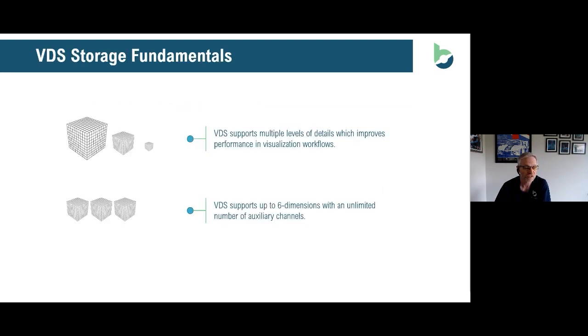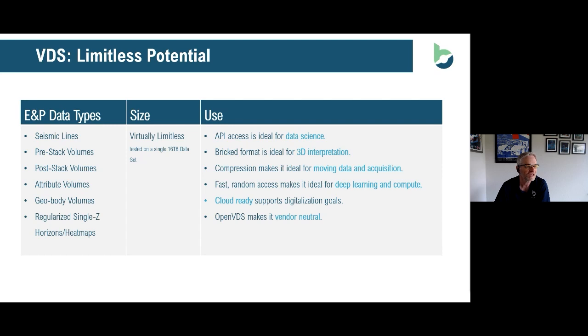VDS can support levels of detail, which makes it ideal for visualization, such as 3D visualization. It also supports up to 6 dimensions, making it ideal for things like 4D seismic data. And it supports unlimited numbers of auxiliary channels as well. So VDS is potentially limitless.